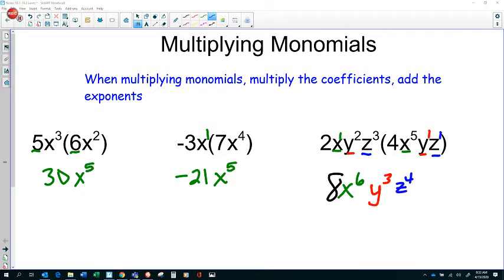Okay, multiplying the coefficients, 2 times 4 is 8. Multiplying the x's together, add the exponents, 1 plus 5 is 6. Multiplying the y's together, y to the second times y to the first is y cubed, and z to the third power times z is z to the fourth.